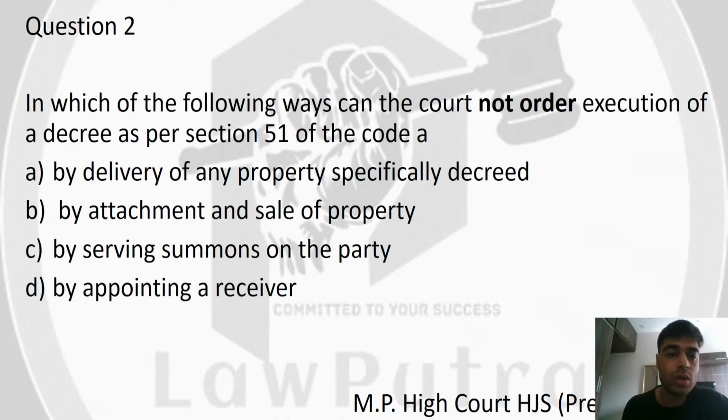So question number 2, in which of the following ways can the court make execution of a decree as per section 51 of the code? Now we know that section 51 of CPC deals with ways in which the execution of an order can be done, right? That means that when an order has been given by the court and that order has not been complied with by the party, then the decree holder can go to the court and tell the court, please help me to execute this order. So there are various ways in which that order can be executed.